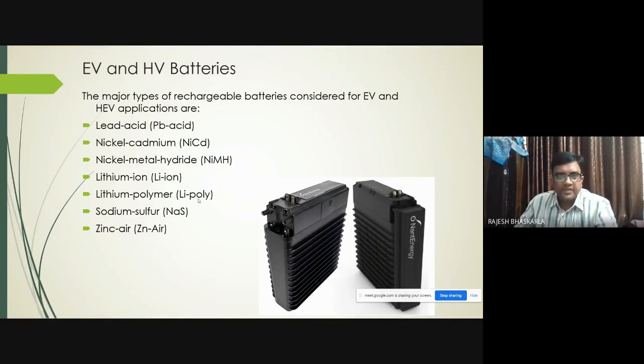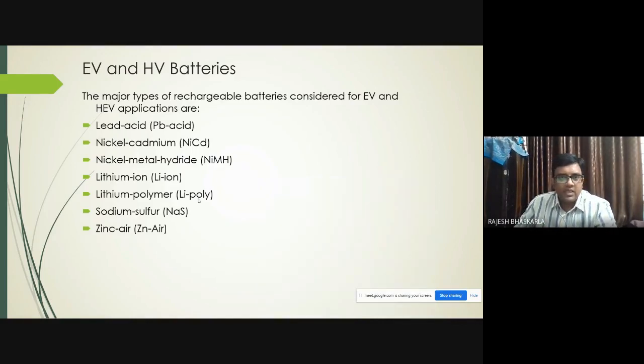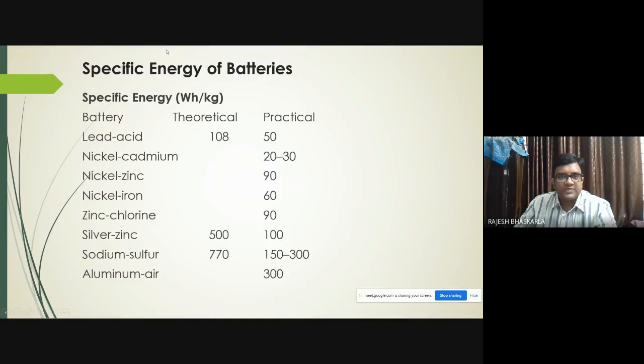Right. Now we'll see the specific energy of different batteries. If you observe the lead acid battery, theoretically it is 108, but practically it is very less, 50 watt hours per kg. What does 50 watt hours per kg mean? If you have a battery of 1 kg, it can give out only 50 watt hours.